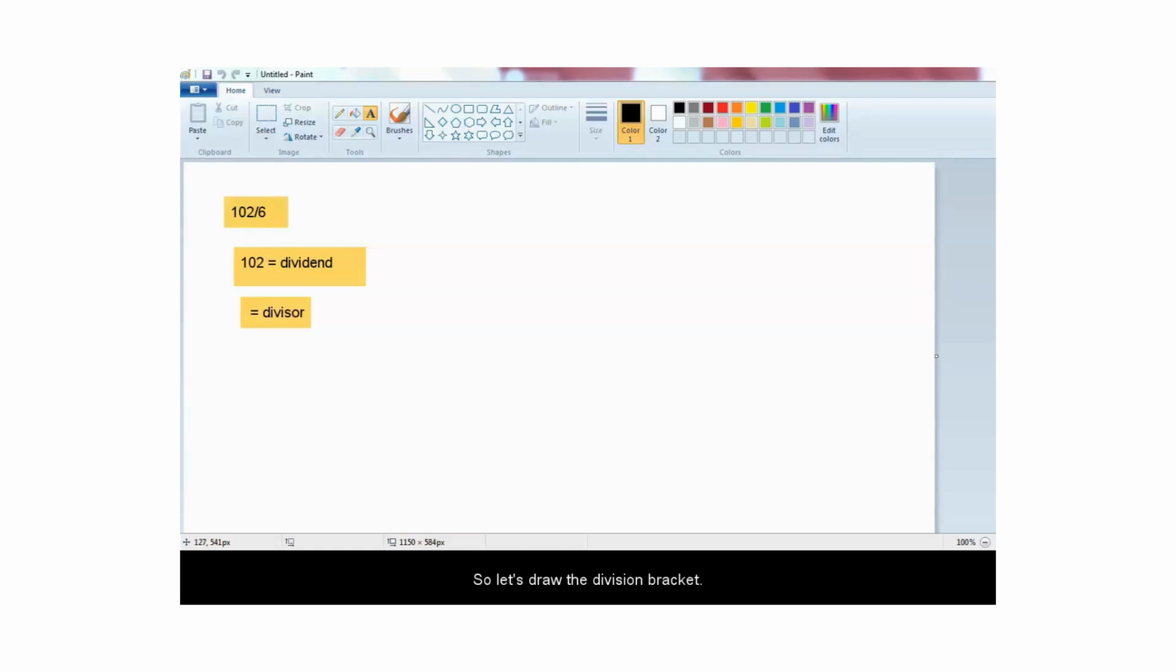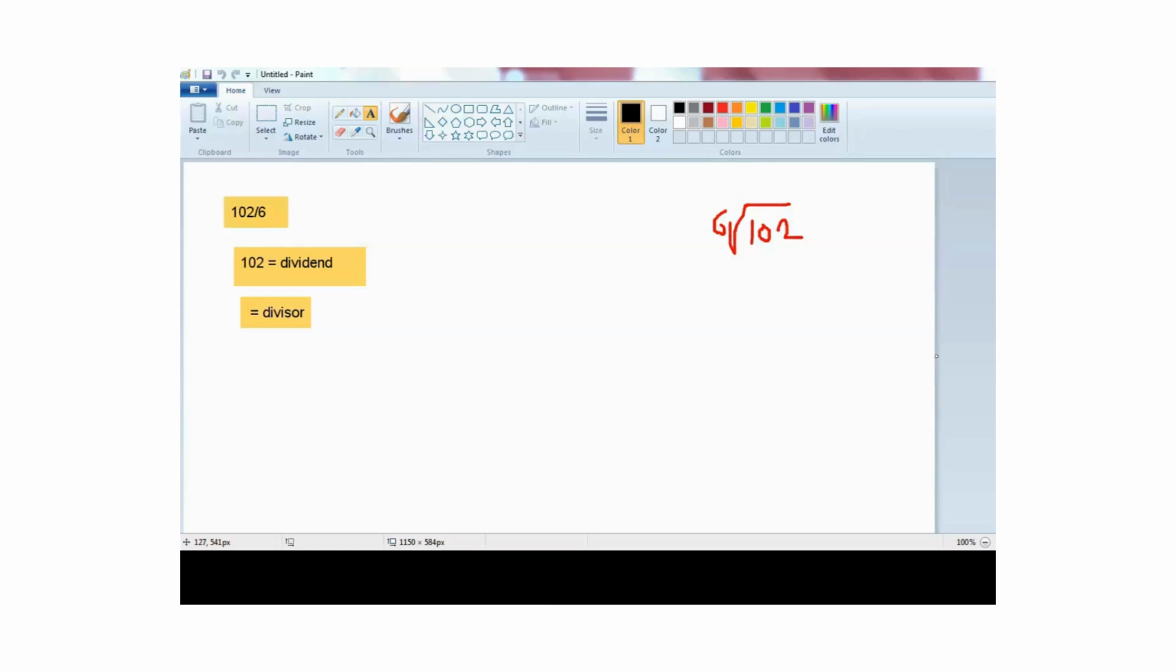So let's draw the division bracket. That means that we're going to put 102 inside the bracket because it is the dividend, and then the divisor outside the bracket. We're not going to begin with 102 as a whole. We're not going to say 6 into 102. That will be a very big value, and it's going to be difficult to bring out the result as quickly as possible. So what we are going to do is begin small. We are going to start small.